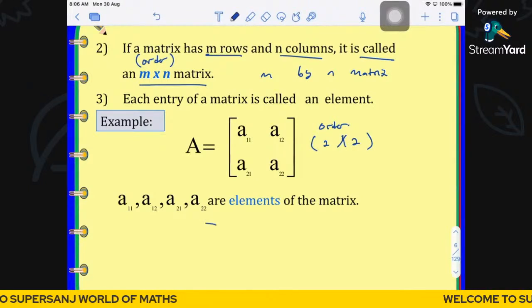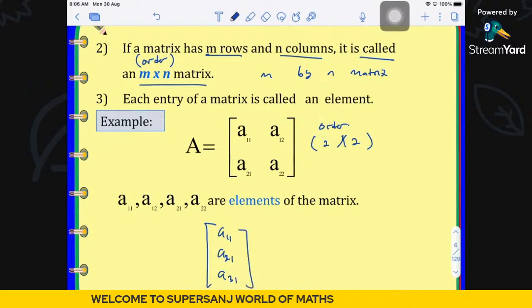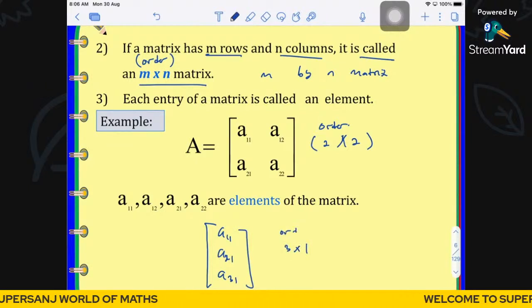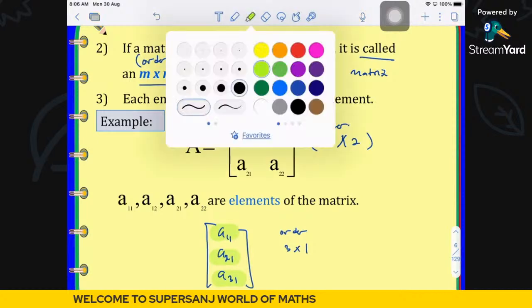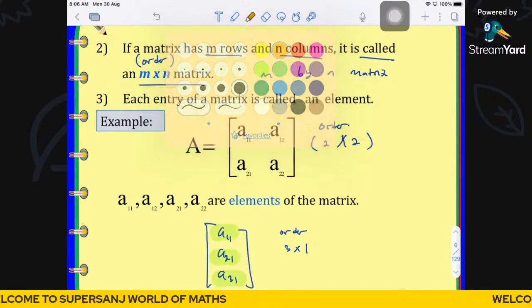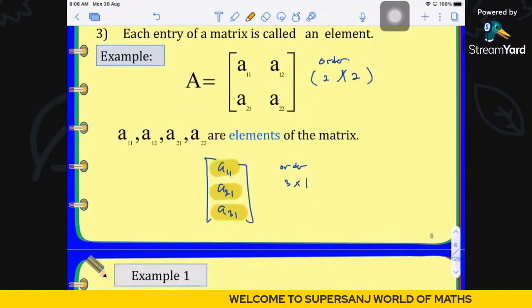If I give you like this, A11, A21, A31, this is going to be a 3 by 1 matrix. And this is the order. Okay, 3 by 1 matrix. Of course, all the elements over here, A11, A21, A31, will become the elements of the matrix over there. So I hope that is clear. Okay, we carry on.